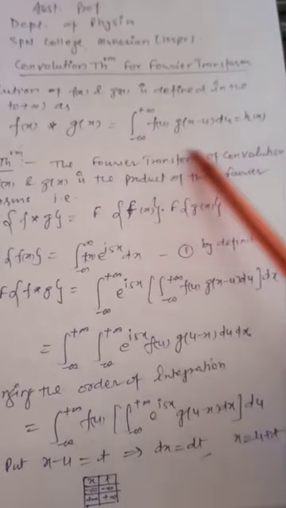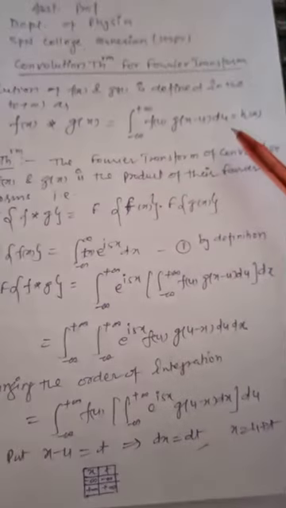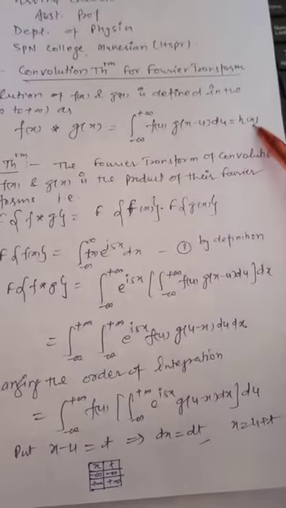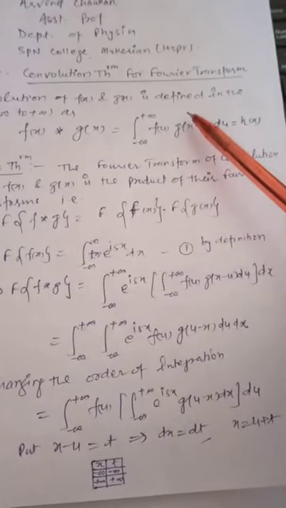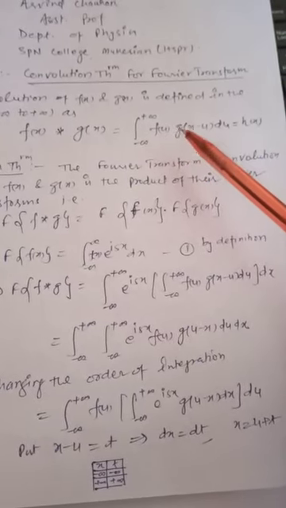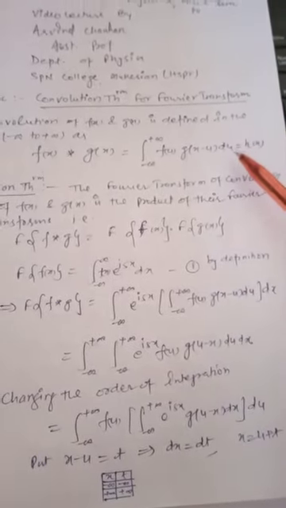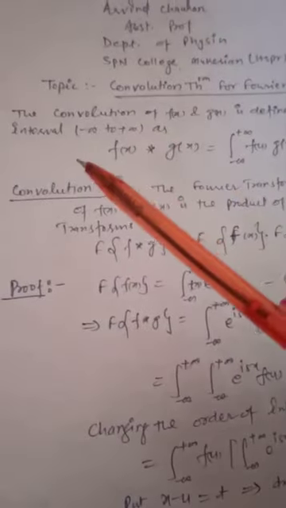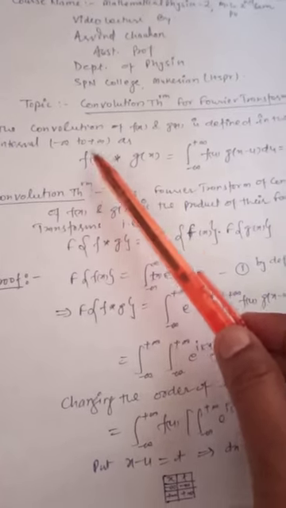The integral of this portion will be h of x. This means that when you integrate f of u g of x minus u with respect to u, you will get a new function of x, represented by h. This is the way of defining the convolution between two functions. This symbol is basically a convolution symbol. f of x is one function, and g of x is another function.